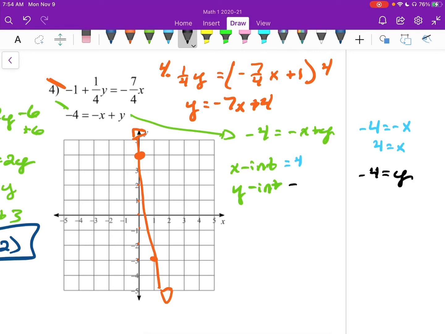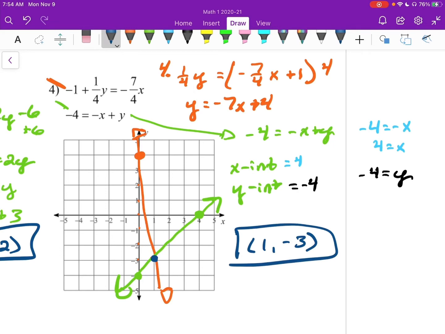So -4. The x-intercept is at +4 right there. The y-intercept is at -4 right there. We draw a line through them. Well, where do they touch? They touch right there. They touch the point 1, -3.